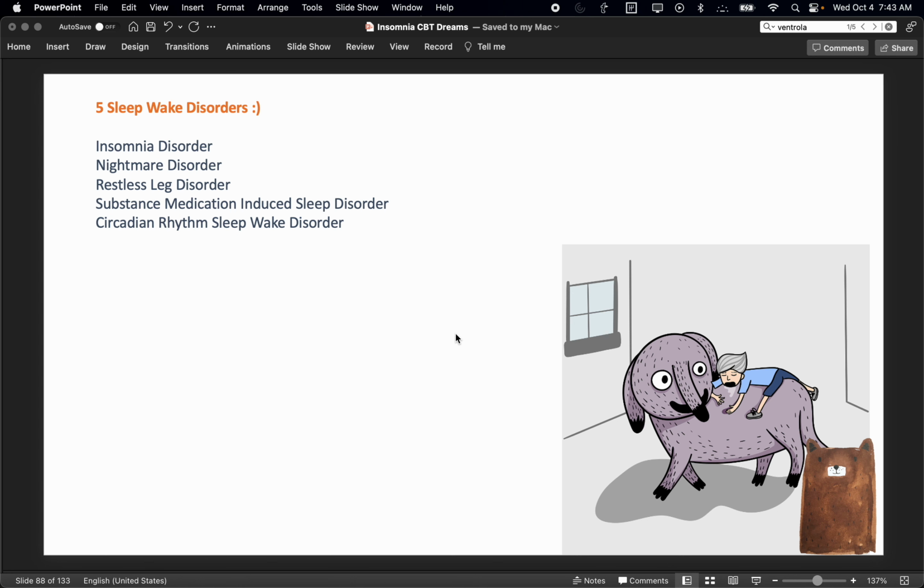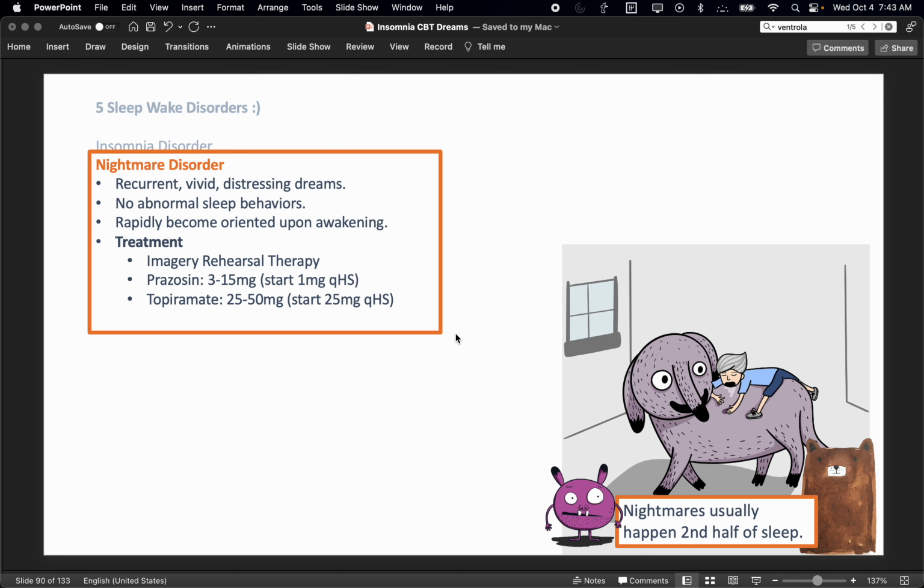All right, we're down to 5. Progress. Nightmare disorder. So, recurrent, vivid, distressing dreams with no abnormal sleep behaviors, and you become oriented very quickly on waking up. Bad dreams, they bother you. You're not moving while you're dreaming. You can roll over, that's fine. You're not punching and walking around.